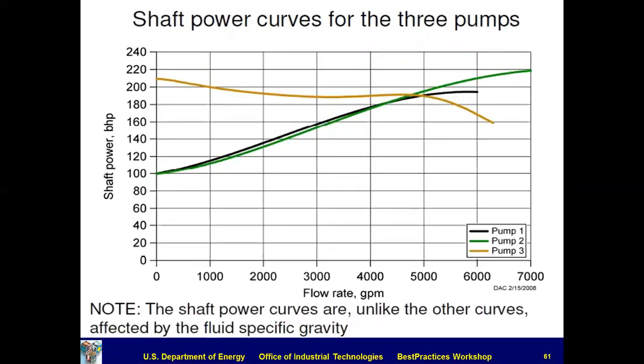These are shaft power curves for three pumps, and you see they have different shapes. Some curves, like that green one, continue to increase over the entire flow range. Others, not so much. So until you pull a curve from a manufacturer, you're never quite sure exactly what they're going to look like.